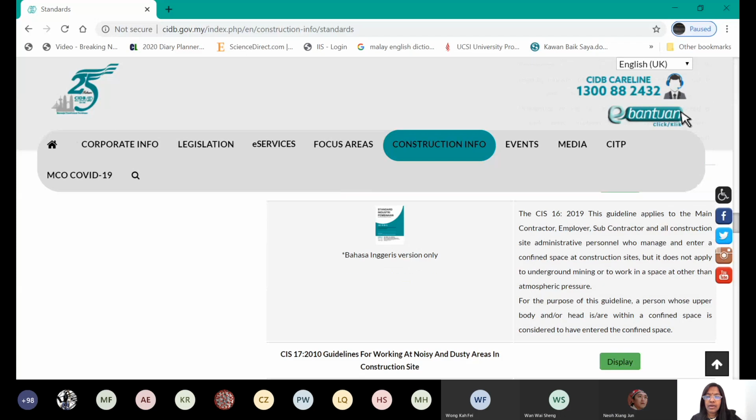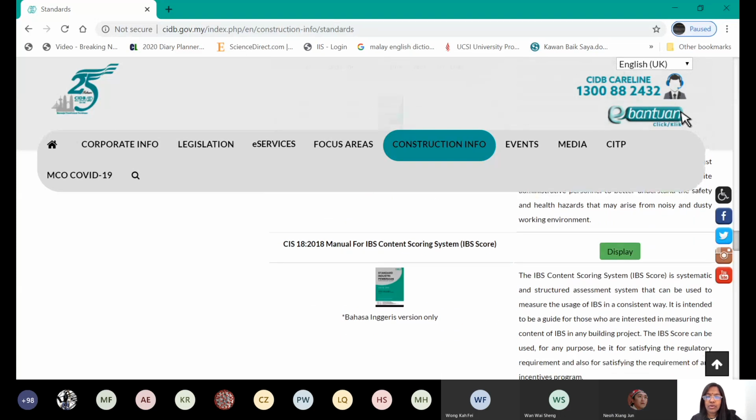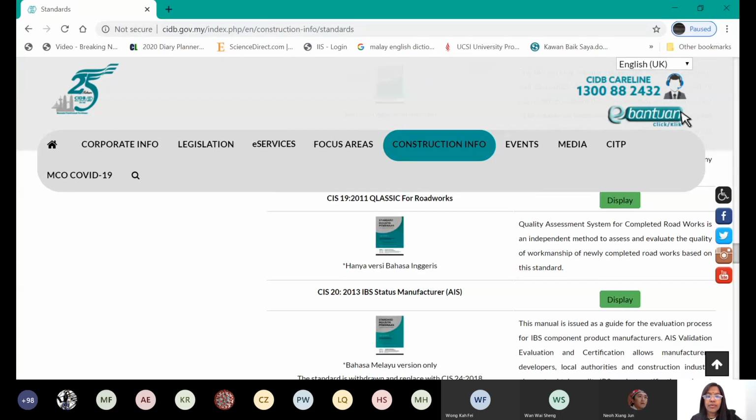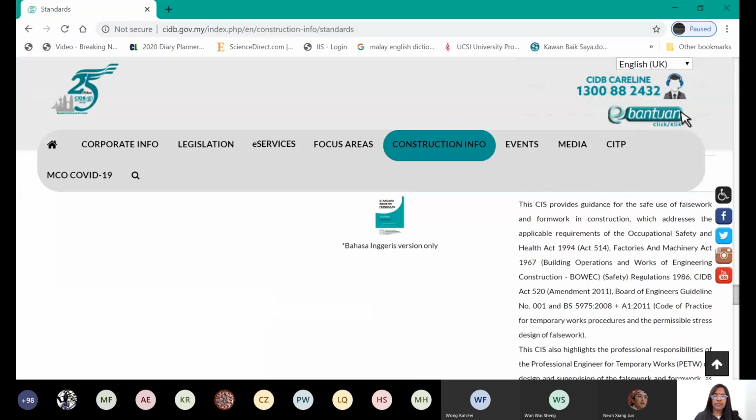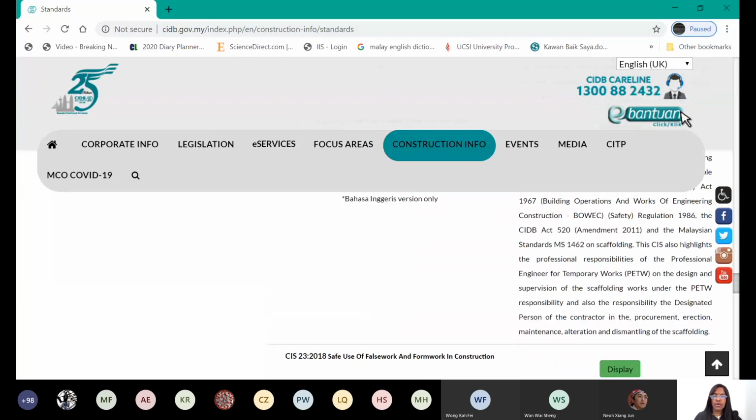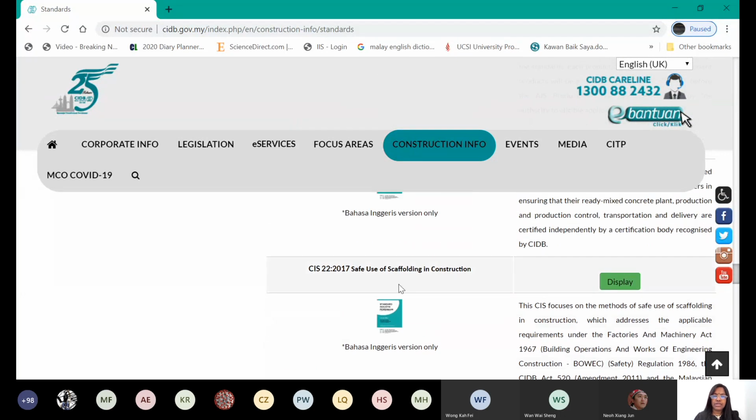Okay. I go to our own stuff. Where is it? It's somewhere here only. Safe use of falsework. This one. Occupational safety, I think this is the one. There are two types I found: manufacturer certification, and safe formwork and construction. Okay, these two you can use.